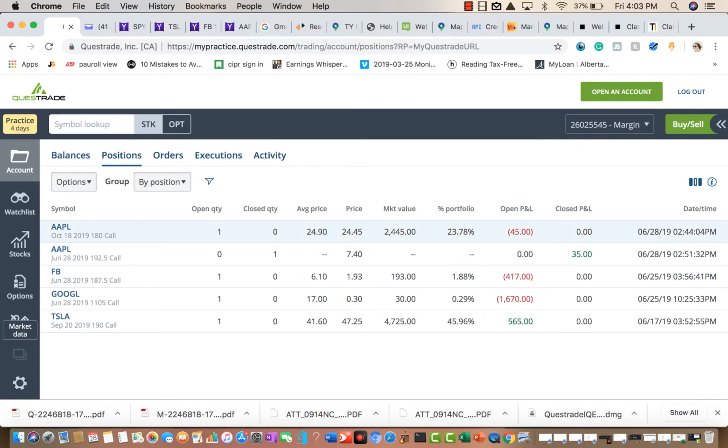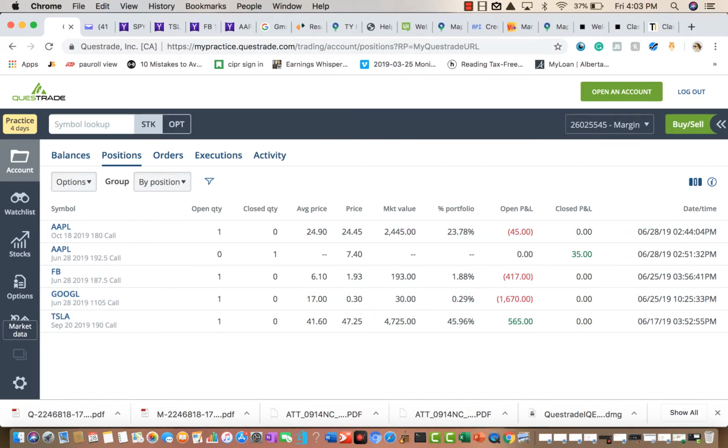Basically, this amount right here, let's use this one as an example, says 24.90. This means that in order to enter this trade, you had to pay $2,490 to enter this particular trade right here. Apple with expiration of October 18, 2019 and 180 strike call. So this is what average price means, how much you paid, or your initial investment.